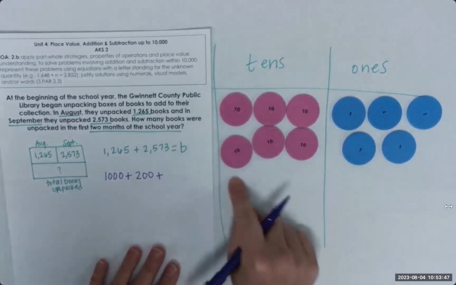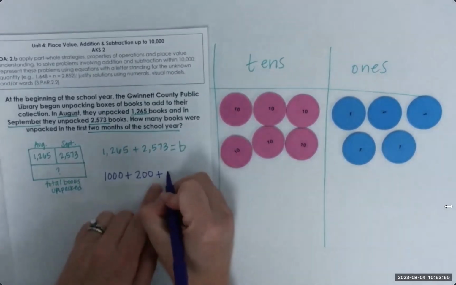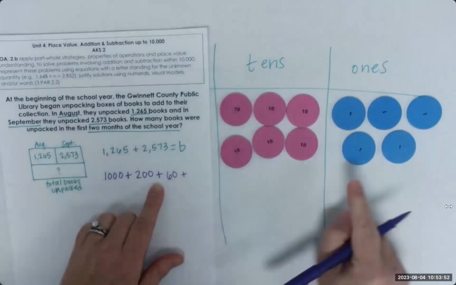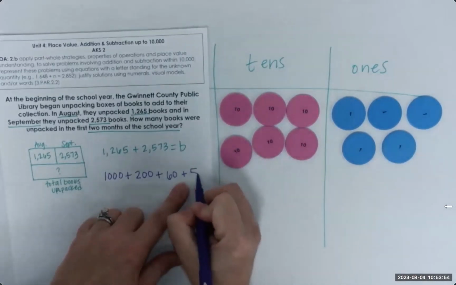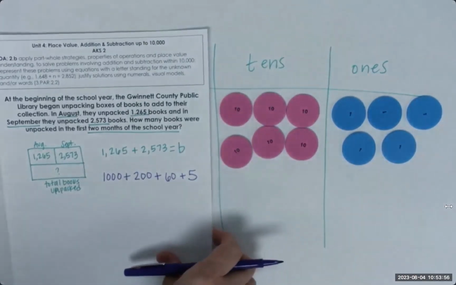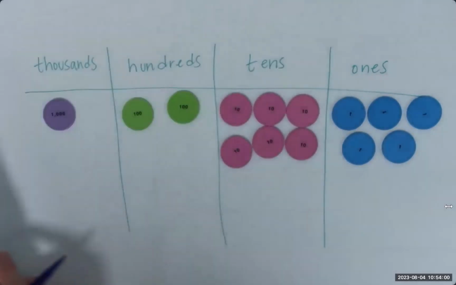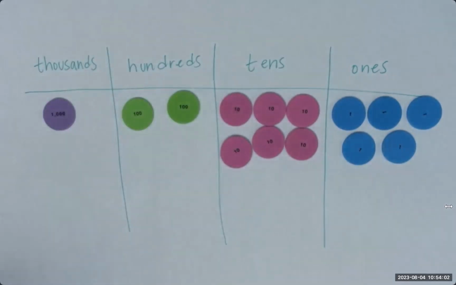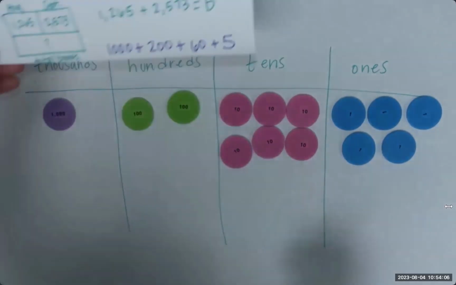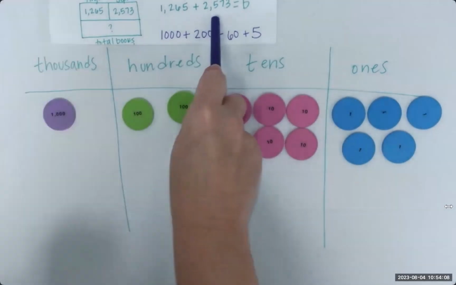Now I can show my 6 tens or my 60. And then finally I can show my 5 ones. All right, so what we'll do throughout this problem is as we build each part, I'm going to go back and show how it relates to the expanded form equation because that's going to help for our students too. All right, so now we've represented the first add-in. Now I need to represent that second add-in.